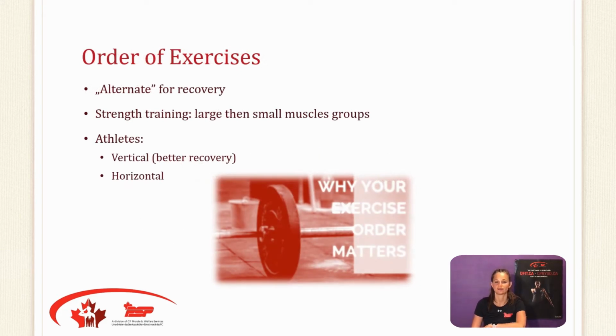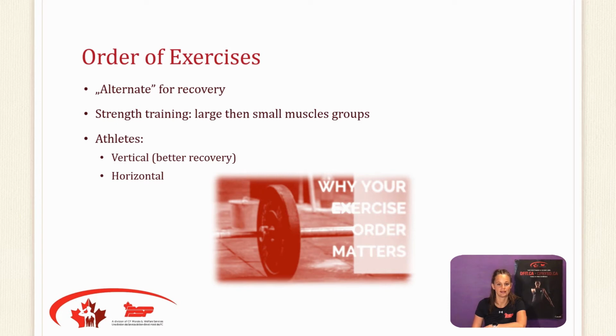Order of exercises. So in general, exercises should alternate between limbs and muscle groups to ensure better recovery. The following order is suggested: legs, arms, abdomen, legs, arms, back, and so on. But strength training books suggest a different order: large muscle groups first, and then small muscle groups.